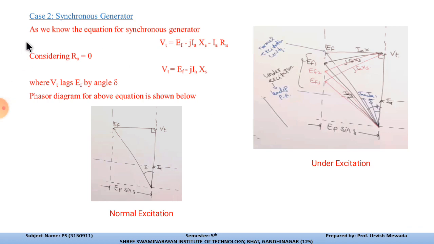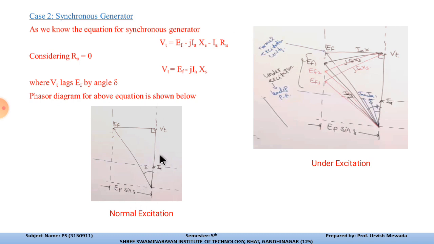Now this is case number 2, for which we are going to discuss the synchronous generator. We have generating action, that's why the equation of the terminal voltage will change. In the previous case, the equation was Vt equals Et plus the losses. Over here Vt equals Et minus the losses, where Ra is the armature resistance. Again we are neglecting the armature resistance and putting Ra equal to 0. Now Vt equals Ef minus jIa Xs, because we have considered Ra equal to 0, where Vt lags Et by the angle delta.